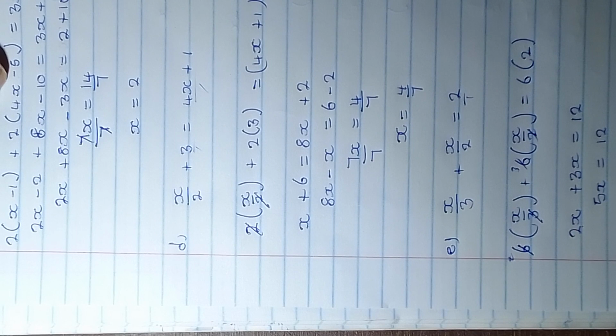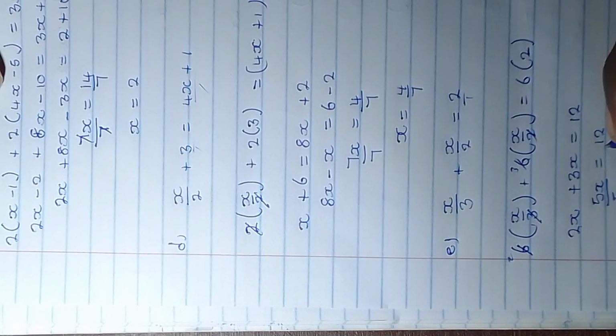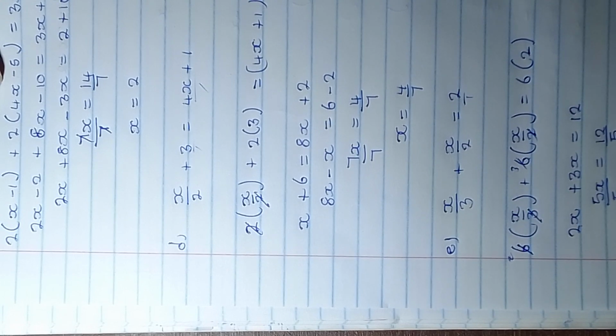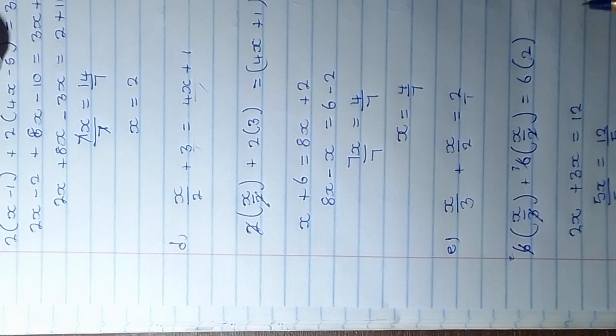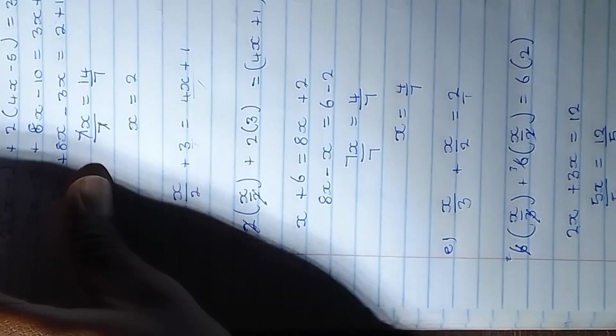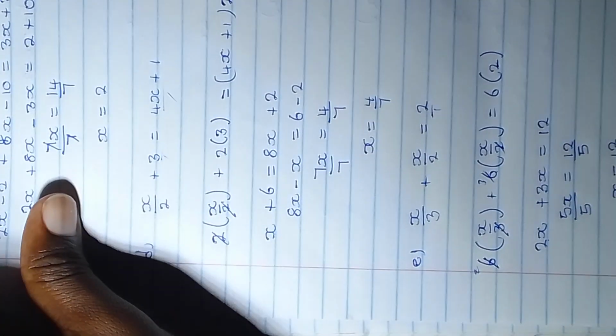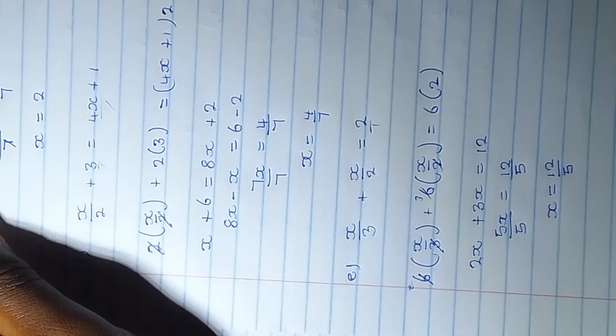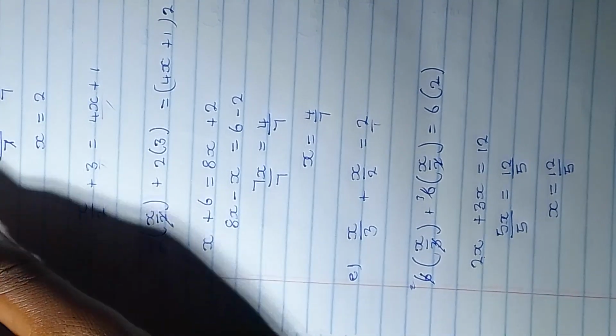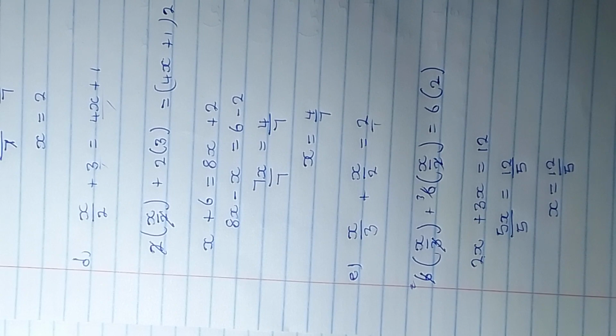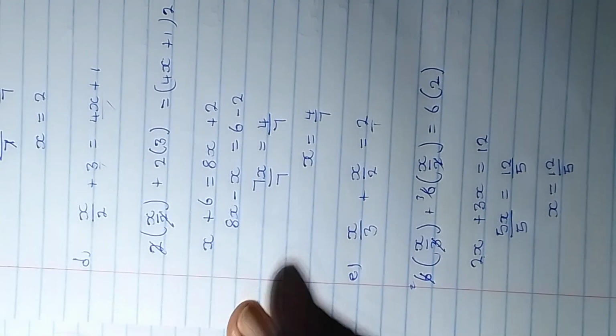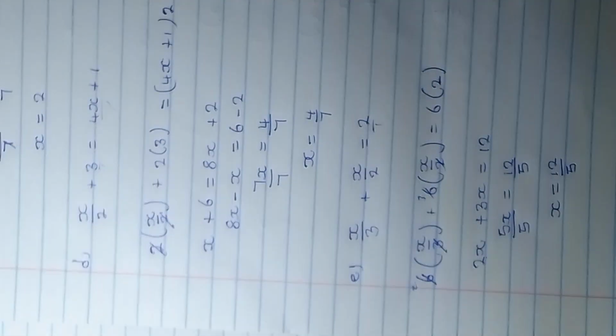Then we make x the subject of the formula by dividing the left and the right hand side by 5. Then x equals 12 over 5. Yeah, x is equal to 12 over 5. We divided both sides by 5 in order to make x the subject of the formula. Yeah, the last equation, for this one, please pause the video.